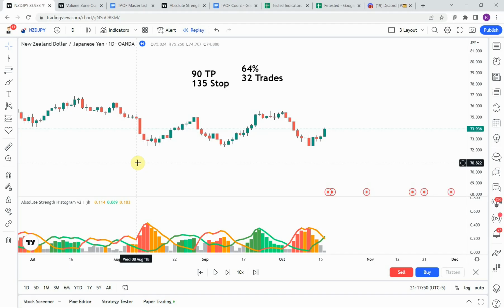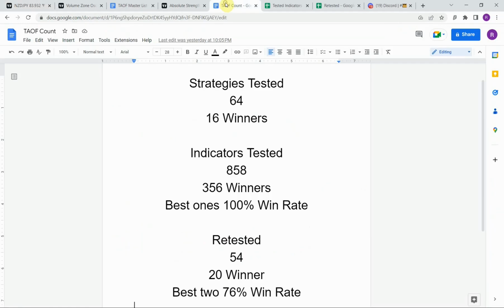Alright, as I said, today we will be looking at an advanced testing of the absolute strength histogram V2 indicator. Before we do though, I wanted to put the testing scoreboard up for everyone to see. So to date, we have tested a total of 64 different strategies, with 16 of them being profitable. We've also tested a total of 858 indicators, with 356 of them being winners. The best ones so far were able to achieve a 100% win rate. Now you need to go back and watch those videos to understand the context of how they were able to achieve that. So go back and watch those videos and see what you can get out of those winning indicators.